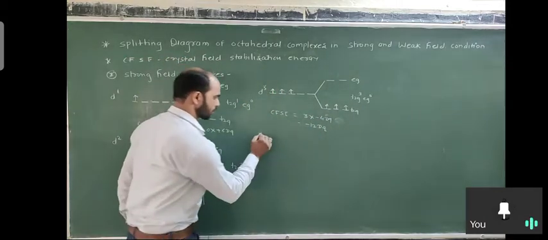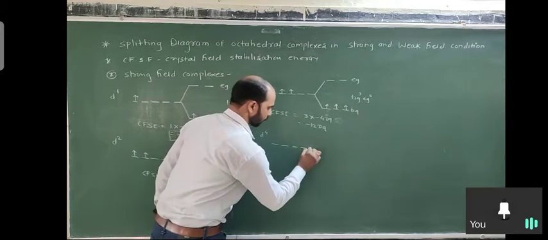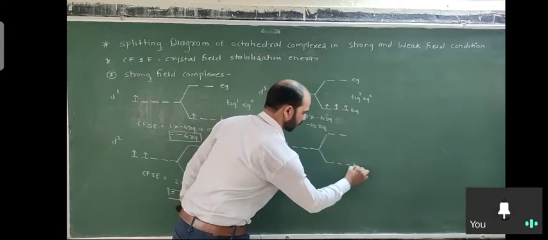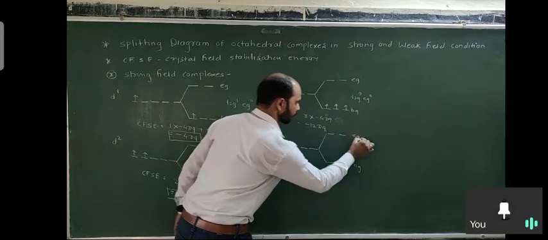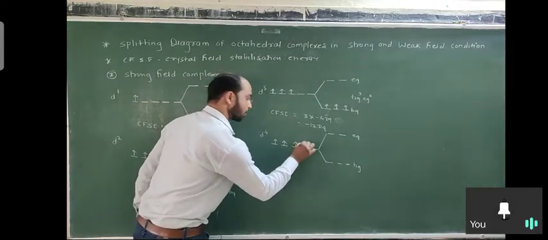After that, what is the d4 system? 1, 2, 3, 4, 5 only. Here is 2, here only 3. So t2g, eg. You mention here 4 electrons.